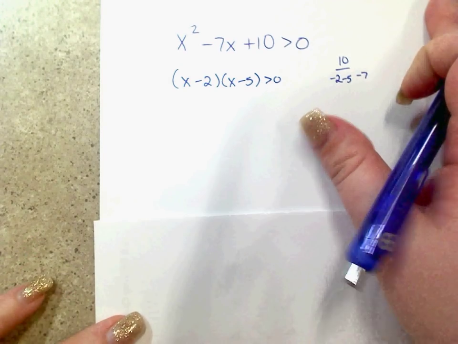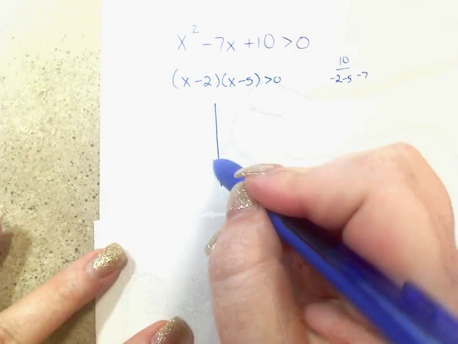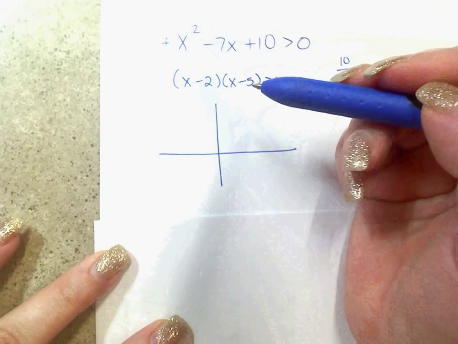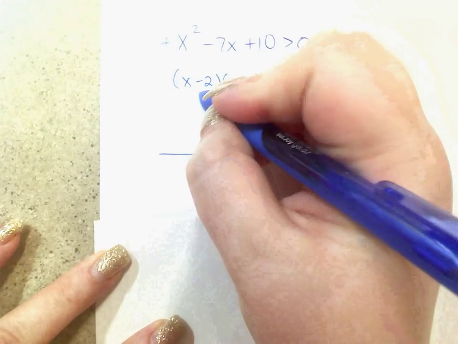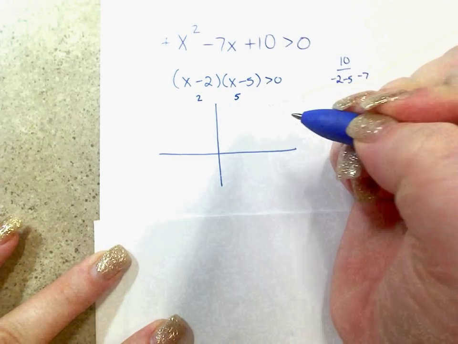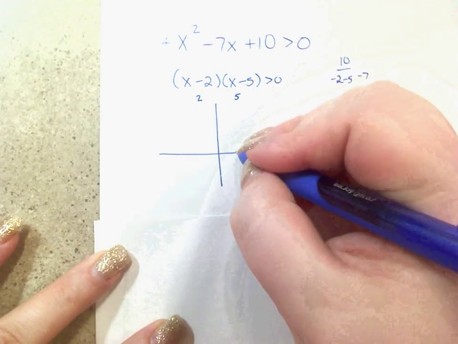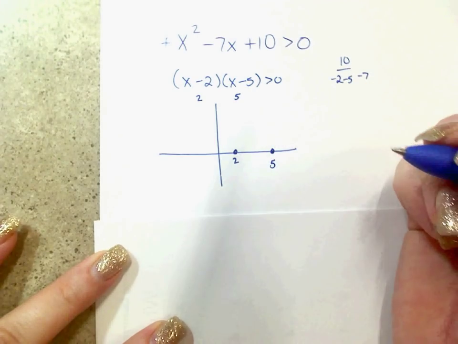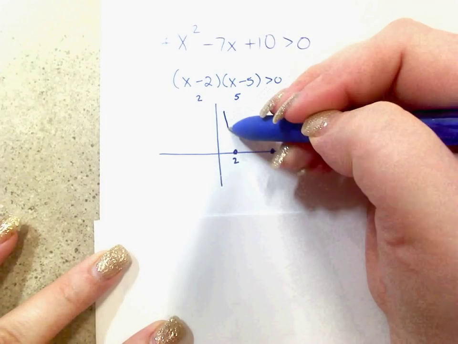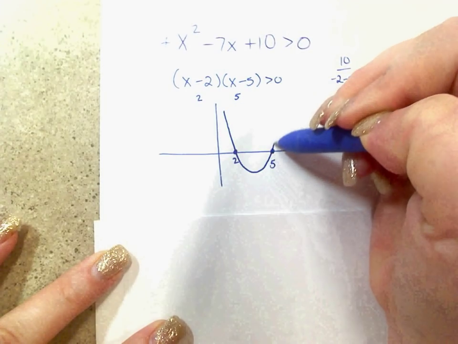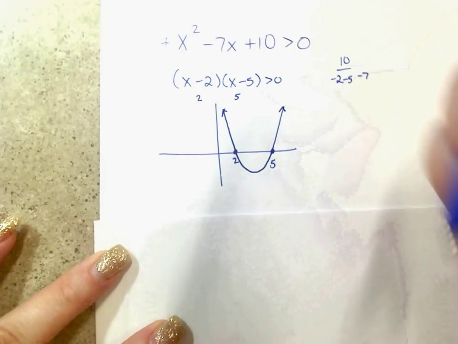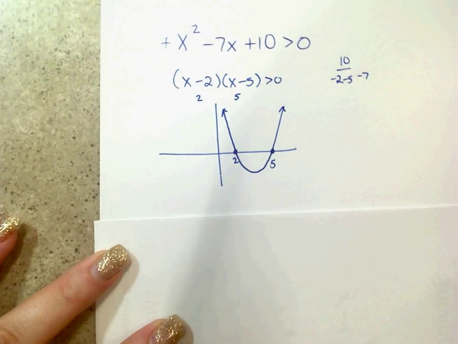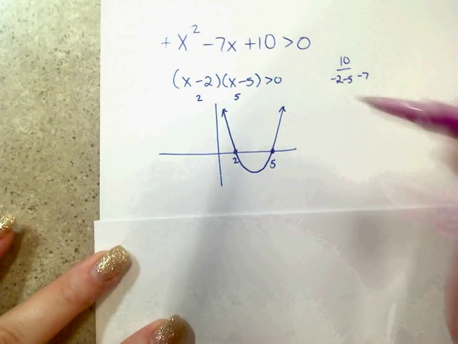So here's what I know. I've got a parabola that opens up because it's a positive quadratic. I know that it equals 0 at 2 and 5. Its roots are 2 and 5. And if I've got a parabola that opens up and has roots right there, then I know that it basically looks like this. So the question is, when is this quadratic greater than 0?